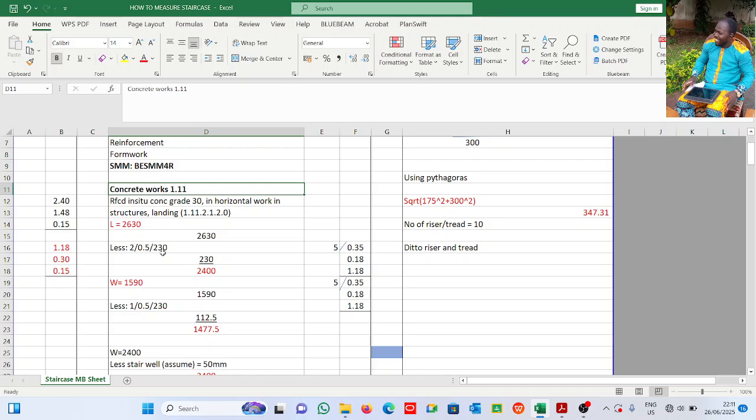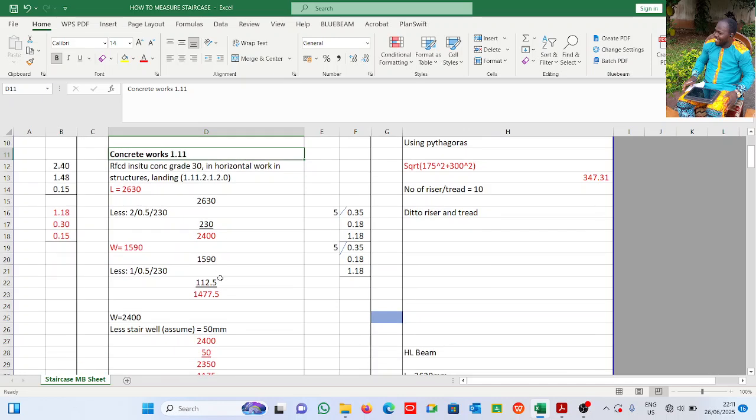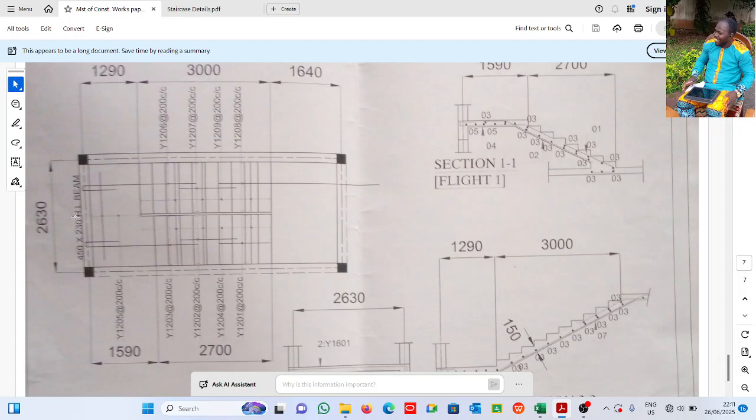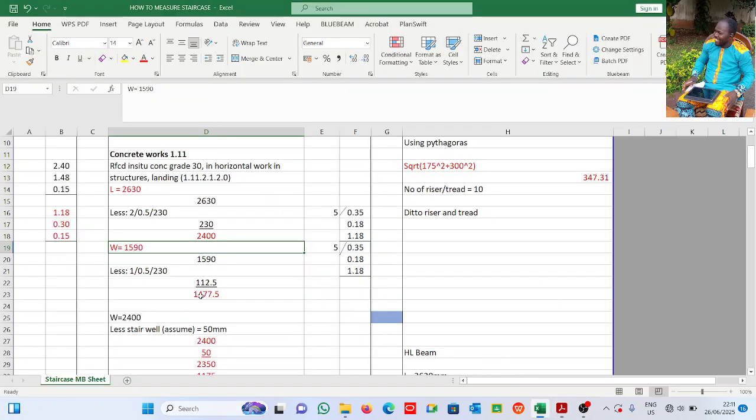Now, like I said, I already prepared this with a previous drawing. I had to just change. So let's follow through. This is our landing. The length is 2630. The width is 1590. See it here. And of course, concrete is a cubic meter item. The unit is in meter cube.